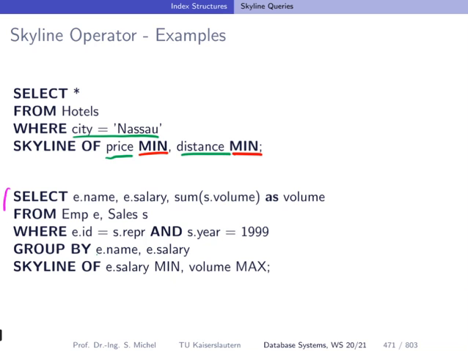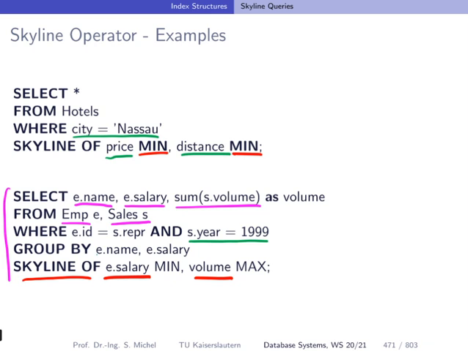Here below we have a bit more complicated query. Essentially it's just joining an employee table and a sales table, out of which we can compute, for the name of the employee and the salary of the employee, the sales volume this employee is responsible for. We restrict ourselves to the year 1999. We do this by group by, like a typical SQL aggregation query. And now finally we say skyline of the salary and volume.